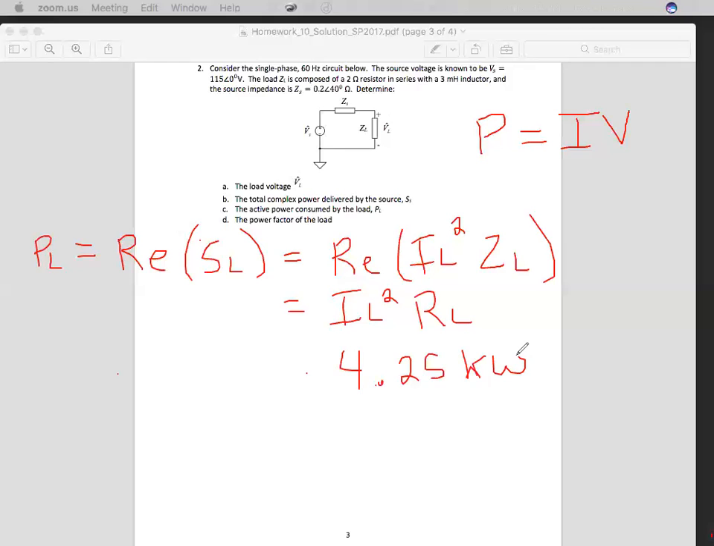Then our power factor for the load, part D, is equal to cosine 29.49, which is equal to 0.8704 lagging.